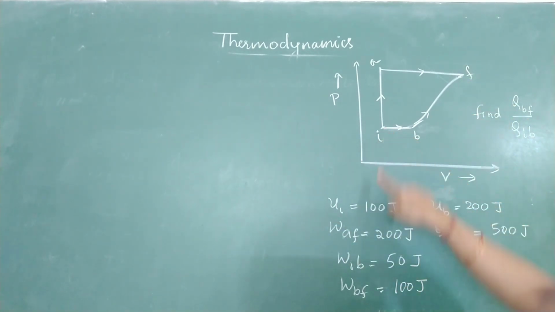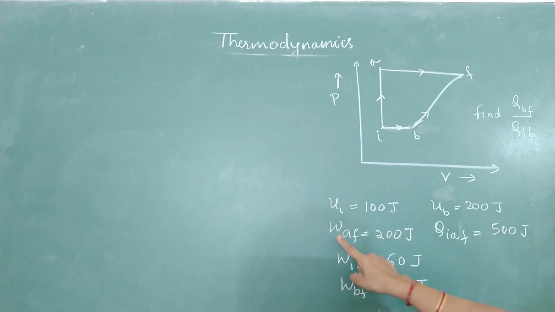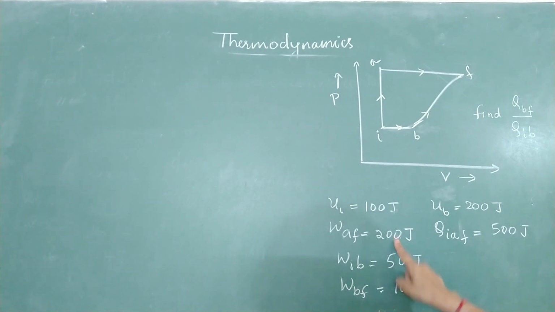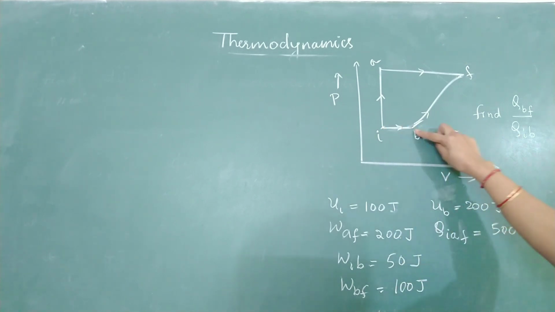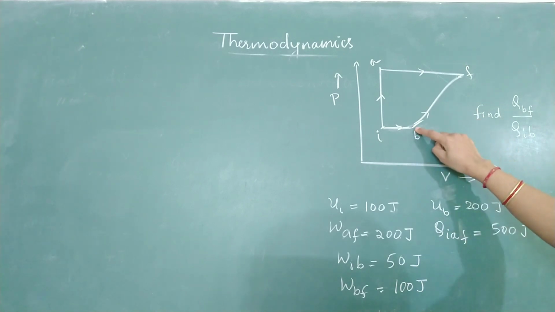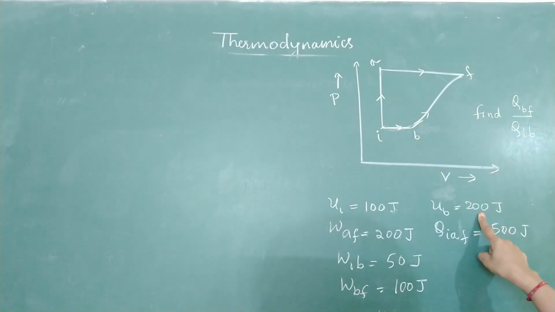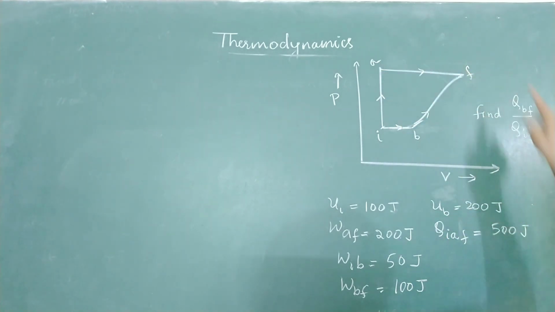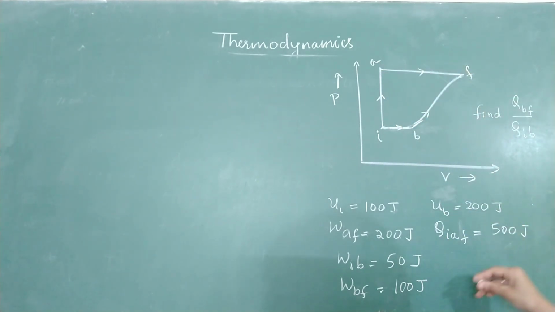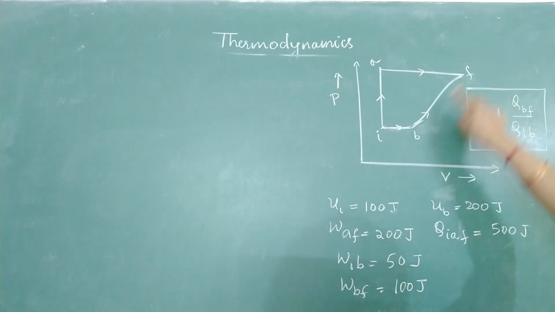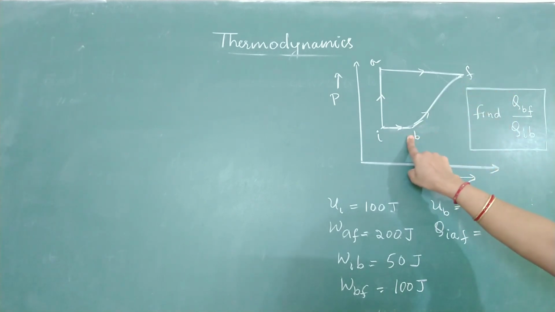U initial, here internal energy is 100. Then work done from A to F, from here to here, is 200. I to B is 50. B to F is 100. UB, the internal energy at this point, they have given us 200. And the energy supplied in the process IAF is given as 500 joules. So with this given data, they are asking you to find out the ratio of the energy supplied from B to F by the energy supplied from I to B.